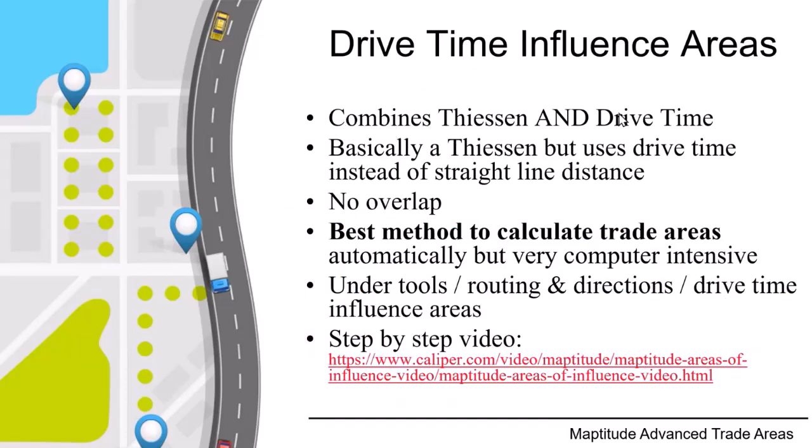Basically, it combines Thiessens and drive times. It's basically a Thiessen polygon, but not on straight line distance. It's based on drive times. And it eliminates all overlap. That's the beauty of it. There's no double counting. In my opinion, it's the best methodology to calculate modeled trade areas automatically, but it requires heavy duty computing. All right, and I'm not going step by step because a drive time for all of Canada might take on this computer half an hour, so I don't have that time. But if you want step-by-step instructions, there's a video on the Maptitude Caliper website on how to do it.